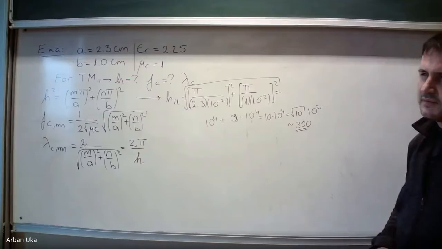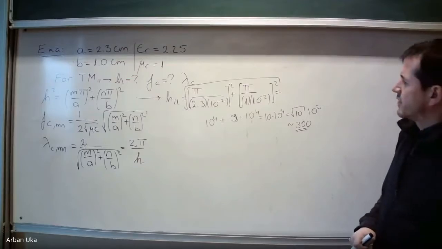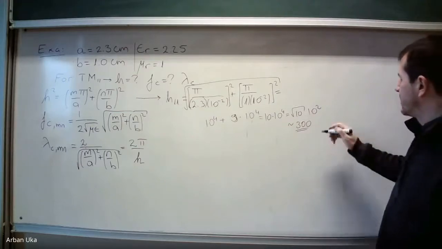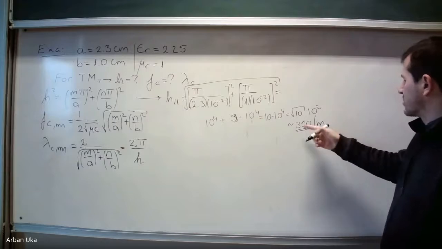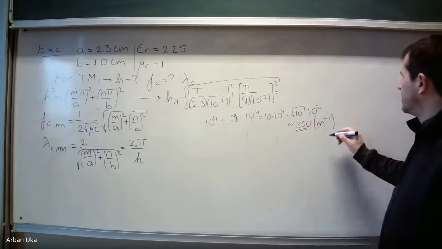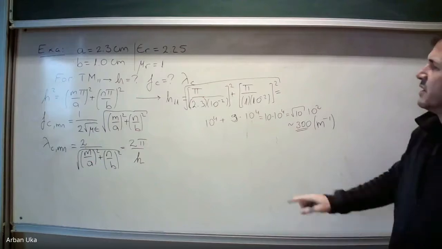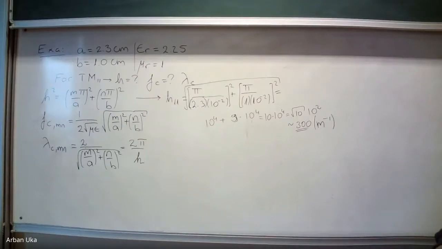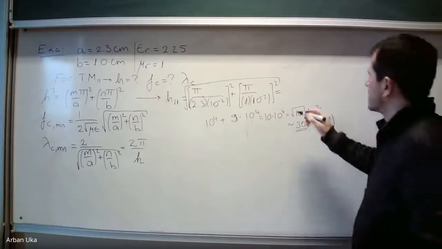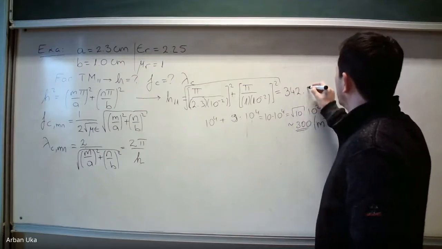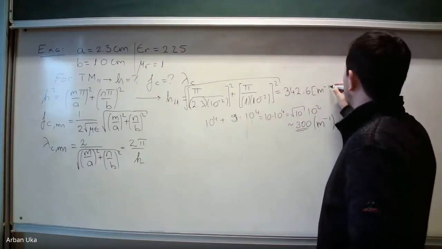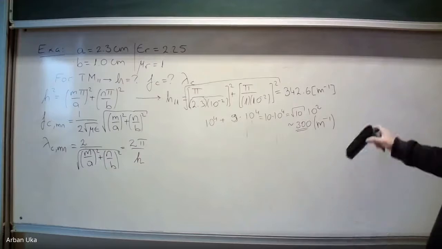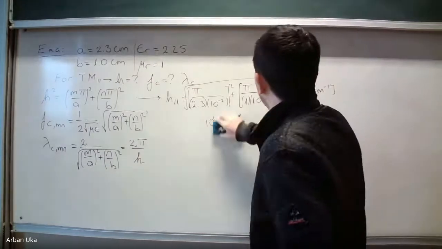If you are in an exam, you get no points in our class if you don't give at least the order of magnitude. We also care about the approximation, so we should get something like this. The unit is meter inverse, because the A's and the B's we converted into meters. Now, the exact solution here is 342.6 meter inverse. So we found the H.